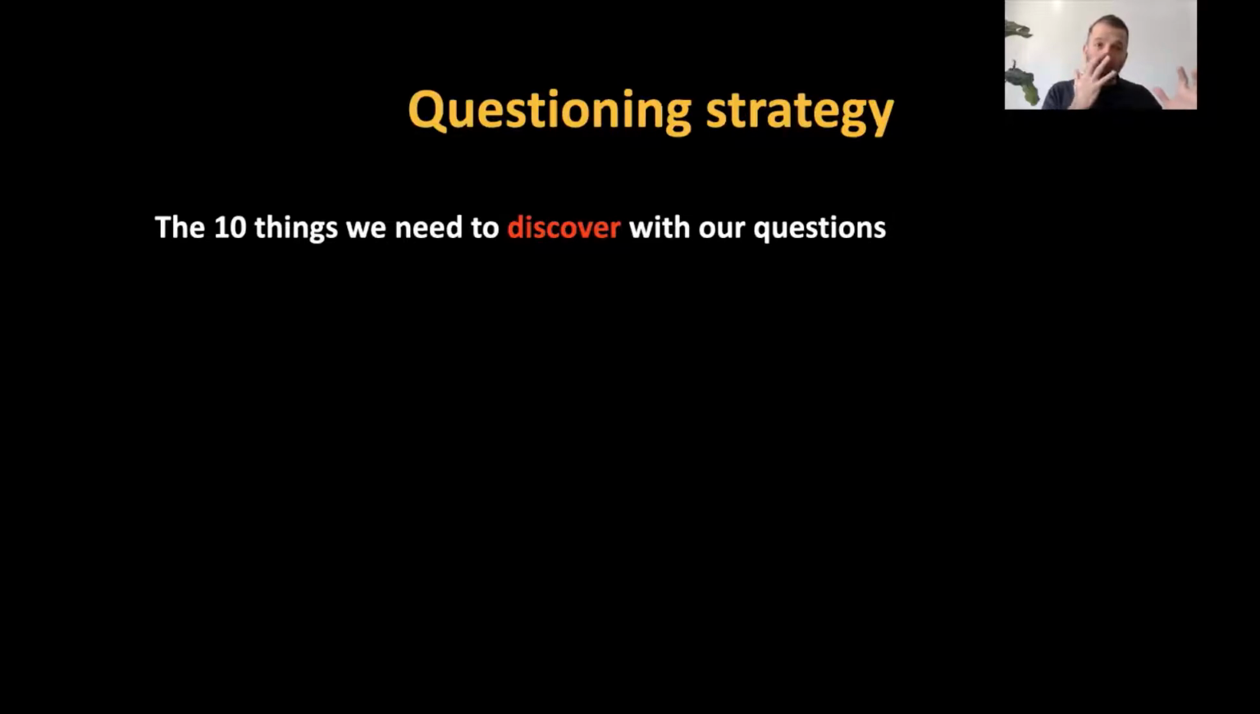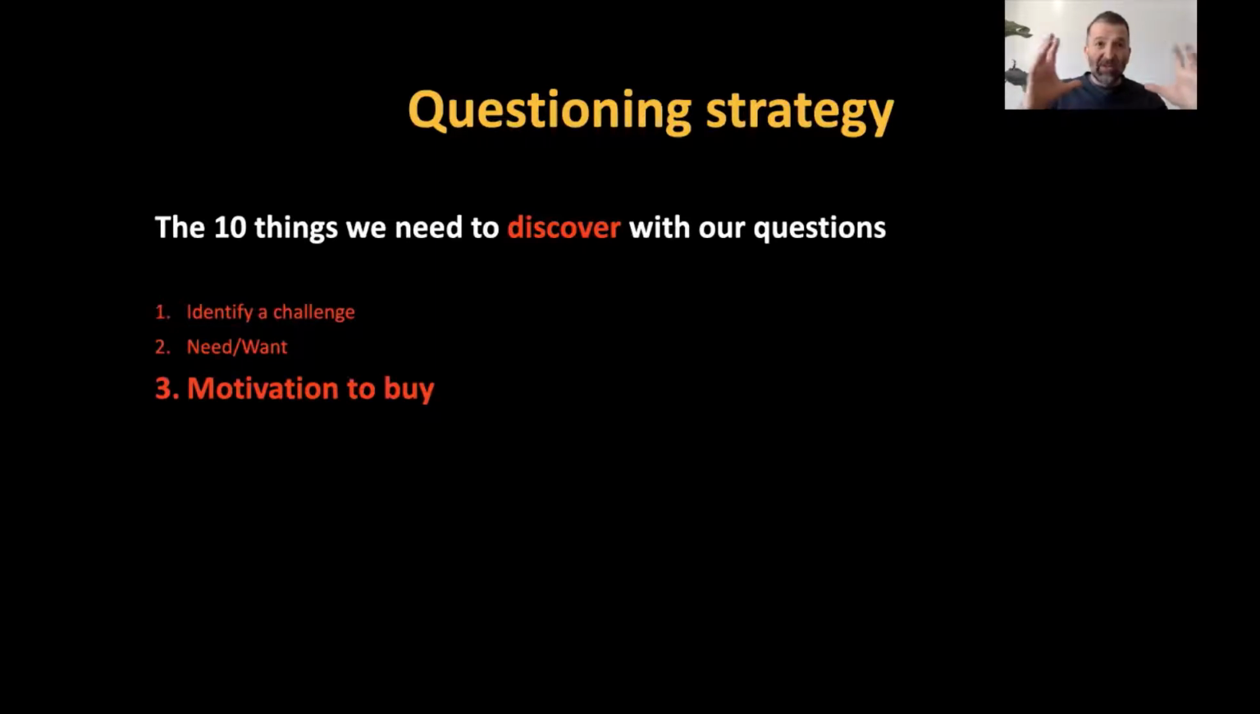But really what you're looking to tackle when you're in a discovery, in a questioning strategy, is 10 different things. You're looking at the first level to identify a challenge, a little deeper, the need and challenge. Ultimately, the most important thing, and this is why it's in big, bold red, the motivation to buy. And these three things, we'll talk about it later, we will find out with open-ended questions, right?